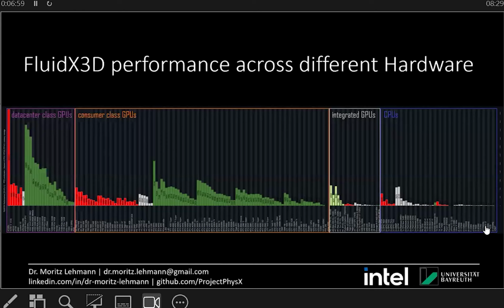And if you need more memory, you can always go to CPUs. Most of them have quite low performance, but there's exciting developments on the server CPUs with Xeon 6. I will come to that later. So it runs on all of this hardware. It doesn't matter what hardware people have. They can just deploy it and run it.